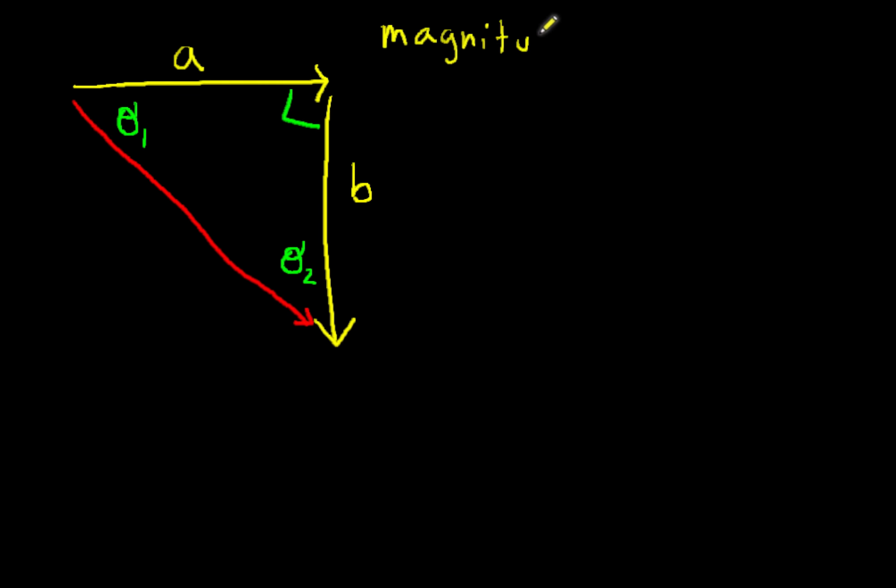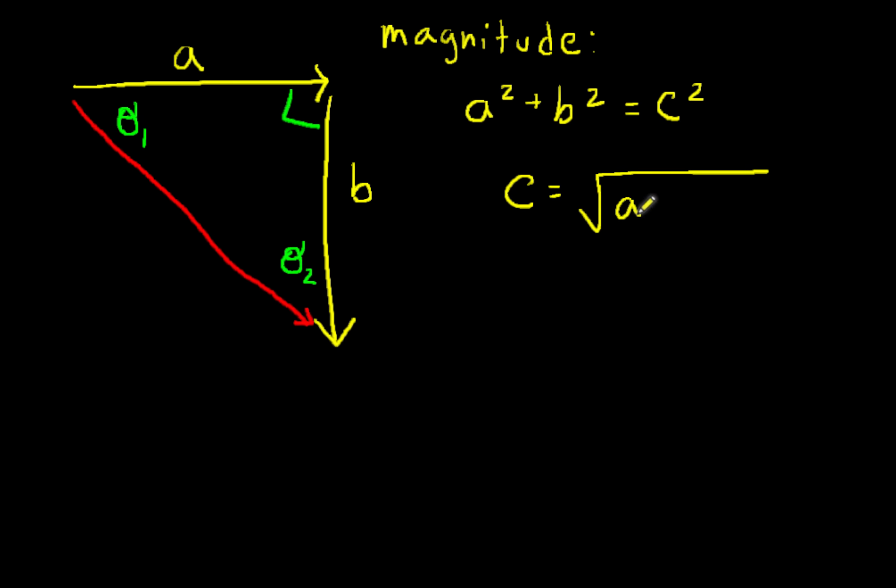First, to find the magnitude of the resultant vector, we use Pythagoras' theorem, which is a squared plus b squared equals c squared. This means that the magnitude of the resultant, c, is the square root of a squared plus b squared.